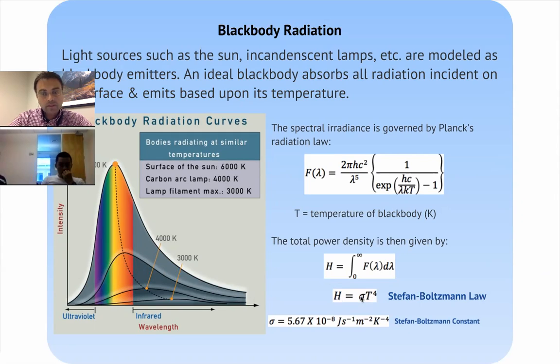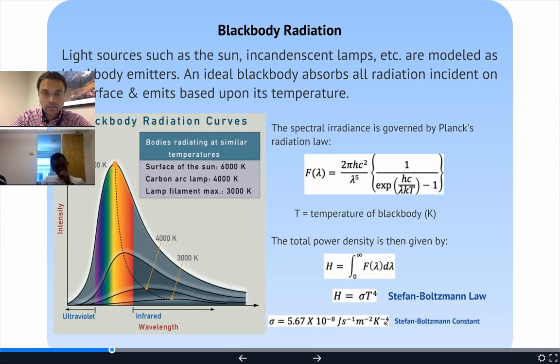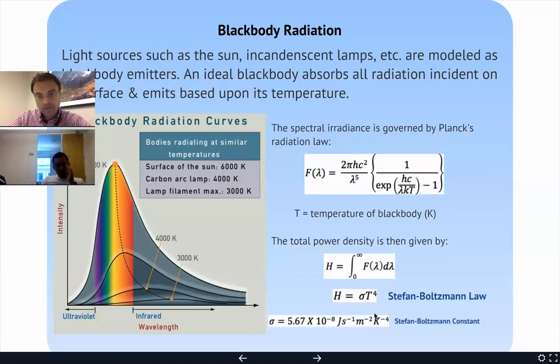Sigma is what's called the Stefan-Boltzmann constant, and it is 5.67 times 10 raised to minus 8, and its units are joules per second per meter squared per Kelvin raised to 4. And you can check the dimensionality here. Joules per second is watts, watts per meter squared is power density, per Kelvin raised to 4. So if you multiply it by Kelvin raised to 4, you get watts per meter squared, which is the units on the left-hand side.